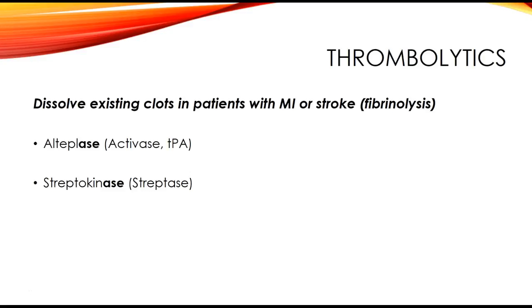Thrombolytics is our last class of drugs. These drugs are going to work by dissolving existing clots in your patients with MI or stroke. So the process of fibrinolysis is breaking up those existing clots. And the two main types of thrombolytics are alteplase and streptokinase. Alteplase, you might have heard TPA, tissue plasminogen activator, is a common one. And streptokinase, Streptase, is another name. We use these pretty interchangeably to do just that, dissolve existing clots.